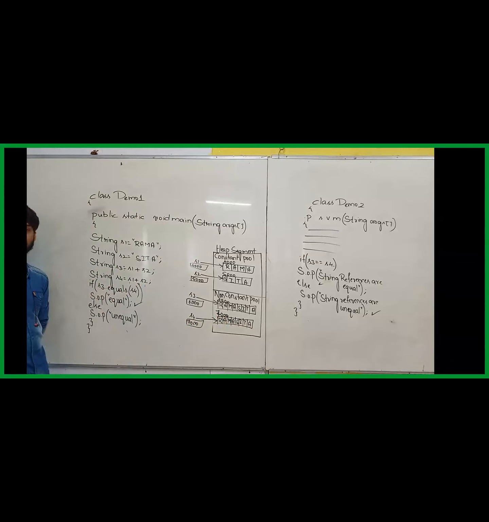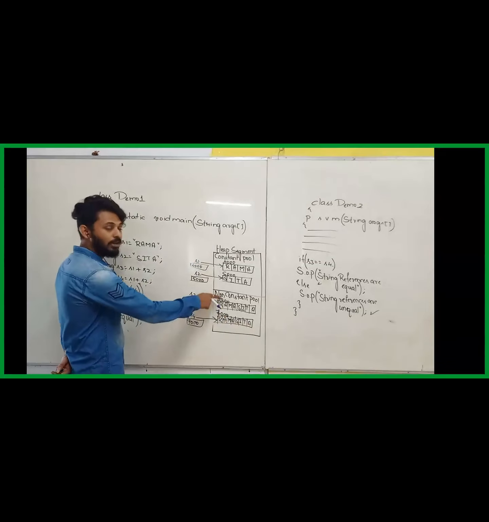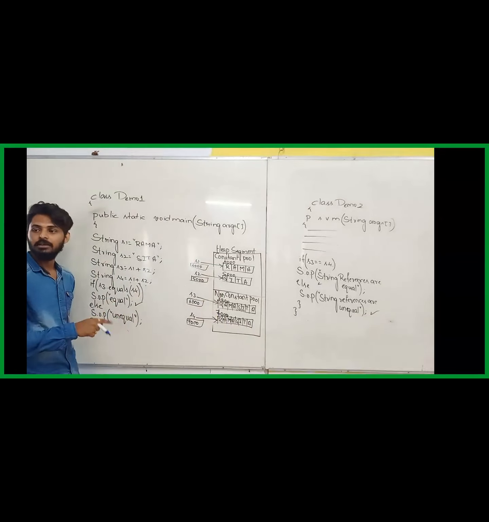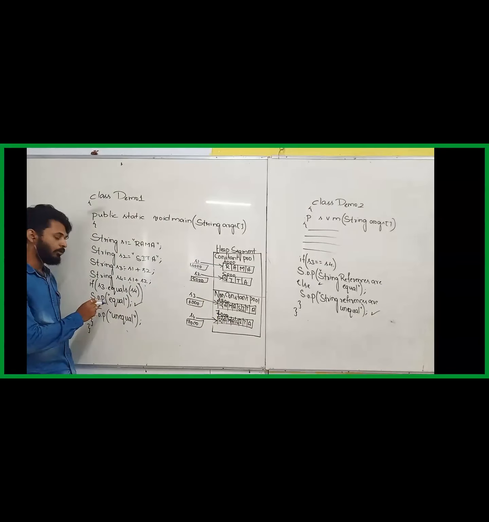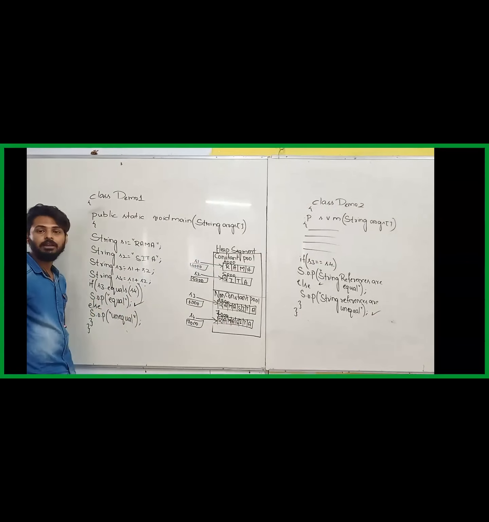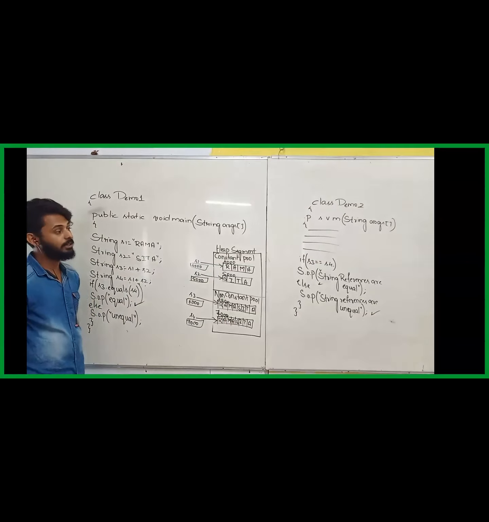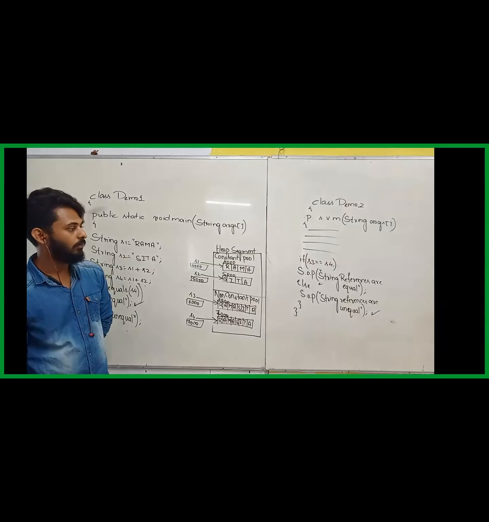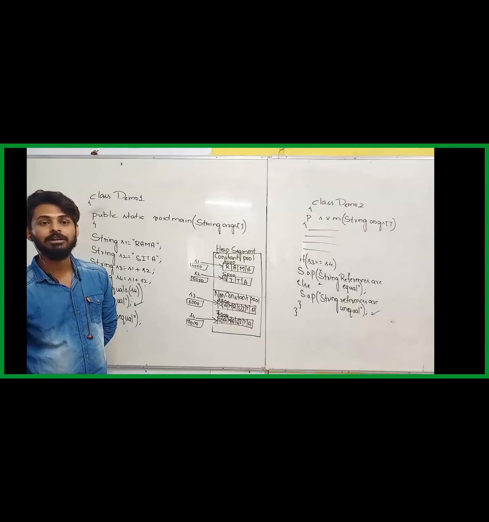Equals means which side it will check? This address it will check, or the value it will check? The equals method will always check the values, the actual values. So if I check, what should be the output? It should give me the output as equal. At the same time, if I try to check for references, what should it give? Unequal is what it should give.